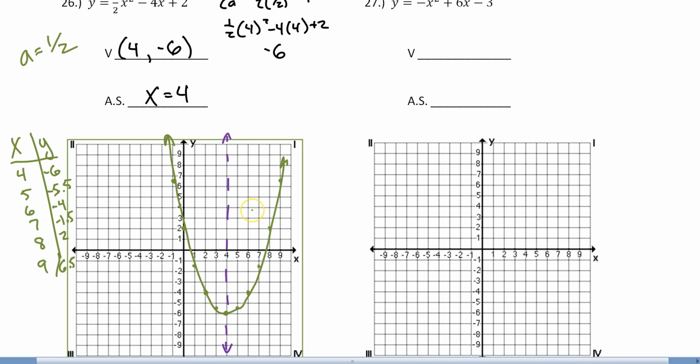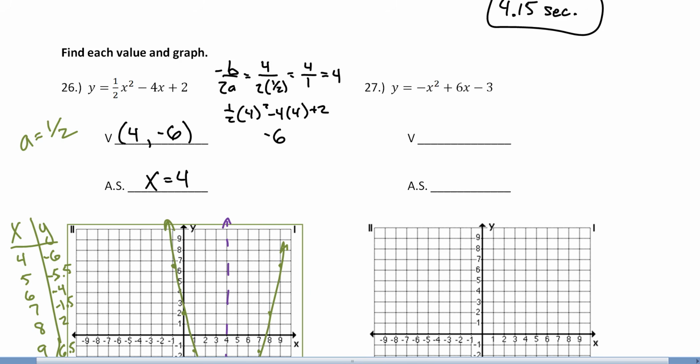I'm going to come up here and find the vertex. So the vertex, once again, is opposite of b over 2a. That gives me, let's see, -6 over 2 times a -1. -6 over a -2, which gives me a +3. That's my x value. I then plug that back in.